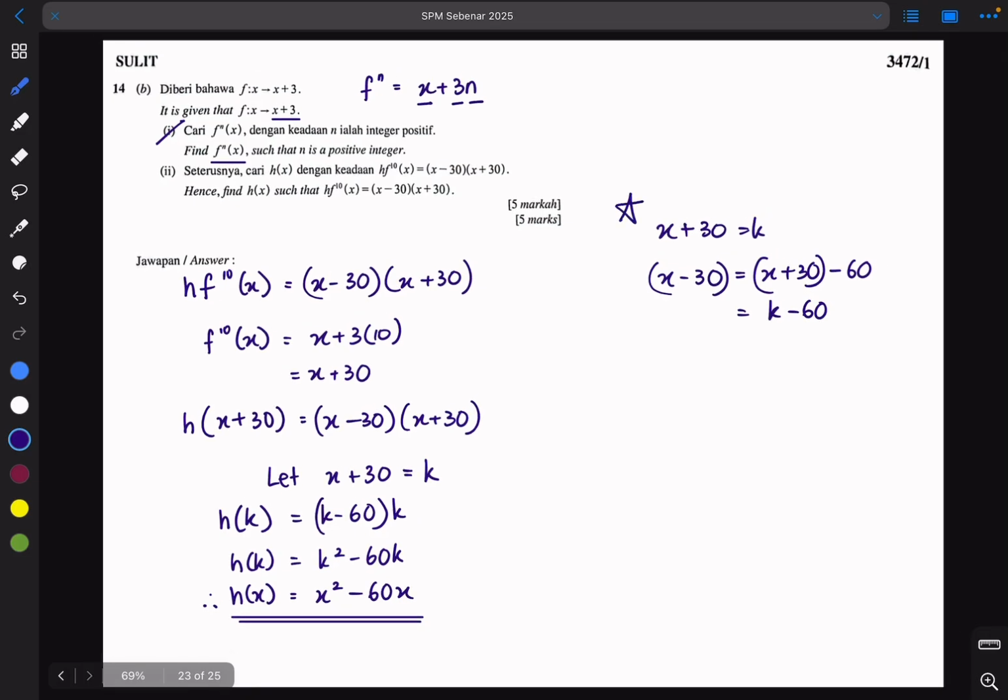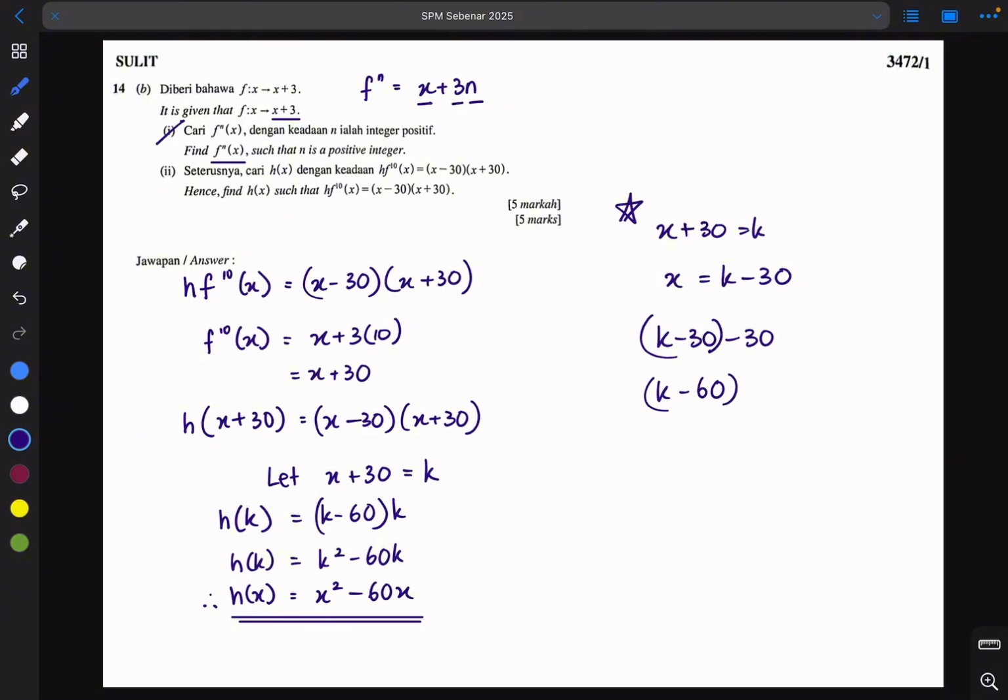This part is the slightly confusing part, but if you're good with plus and minus, basically you want to define x minus 30 in terms of k. Or another way you can look at it is, we know x plus 30 is k, right? So x will be k minus 30. So here x minus 30 means we can write k minus 30 minus 30. This is x minus 30. So k minus 60.